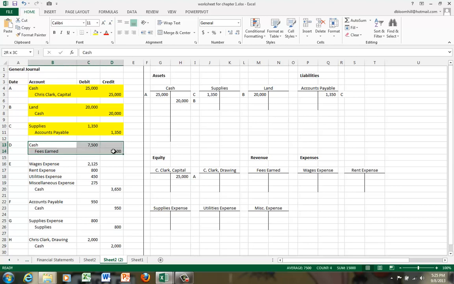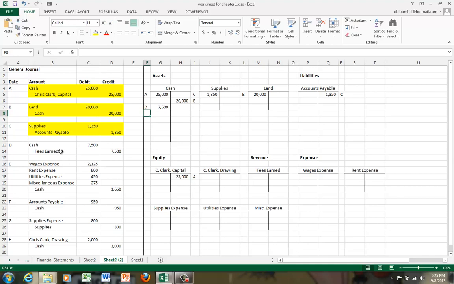Let's move on to transaction D. Now we have transaction D. We're going to look at the first line first. The first line, once again, is giving us an instruction. Go to the cash T. The amount is $7,500, and we want you to post it in the debit column. So in the cash T, it's in the left side of the entry, goes into the left column, $7,500. That comes from transaction D.